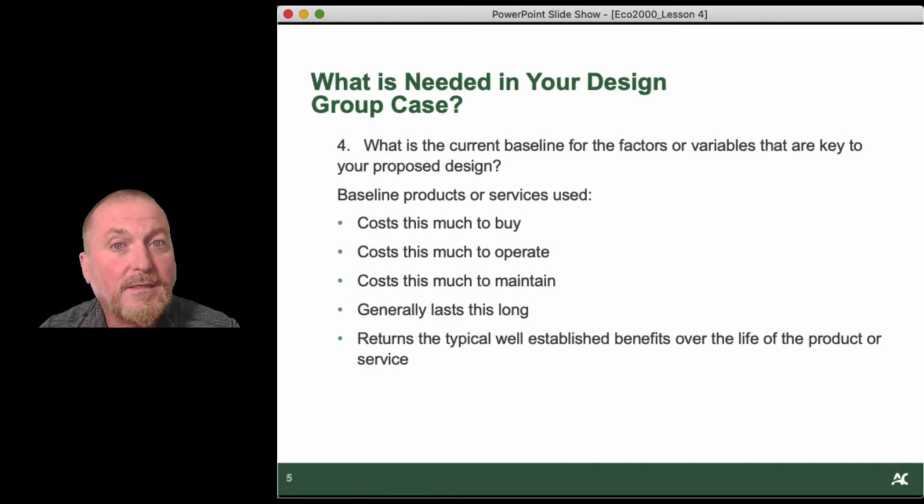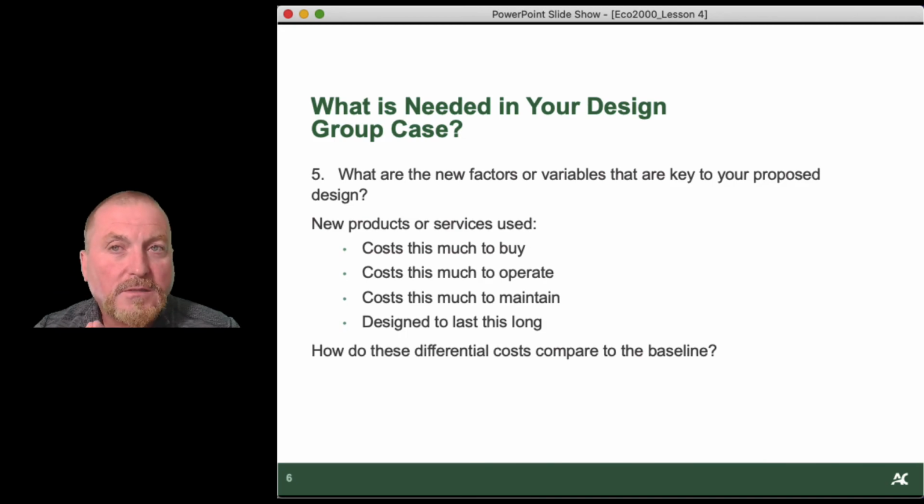But then you have to establish, just like I said in the announcement, what is the current baseline for the factors or variables that are key to your proposal. That's essentially scope, right? Baseline products or services used would cost this much to buy, this much to operate, this much to maintain, generally last this long, and return the typical well-established benefits over the life of a product or service. That's your standard build. All economic analysis needs to be compared with that baseline, because that's what the financier is going to do. He's going to say, well, look, I built 7 buildings. I built them the standard way. Why are you guys proposing something that's 8% over? So you might as well define that for the client, so the client knows that you understand that. And now you're selling them on why they should do better. Okay?